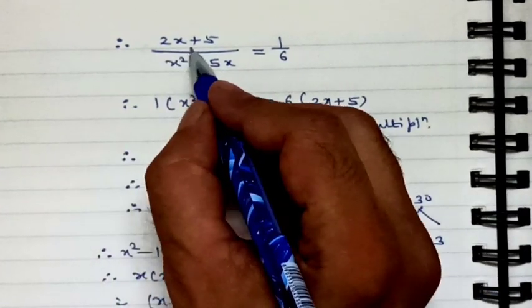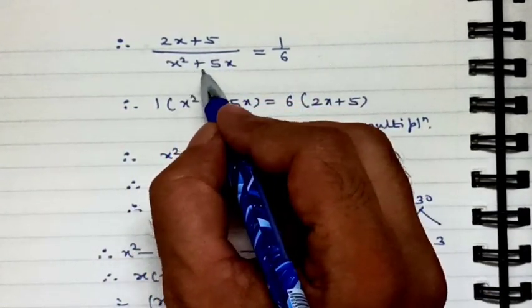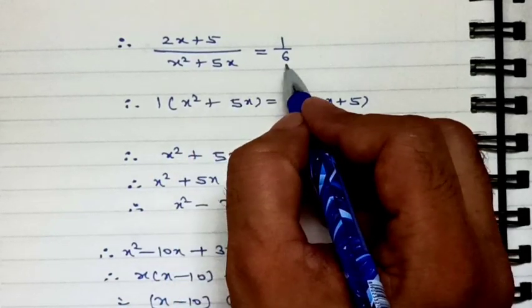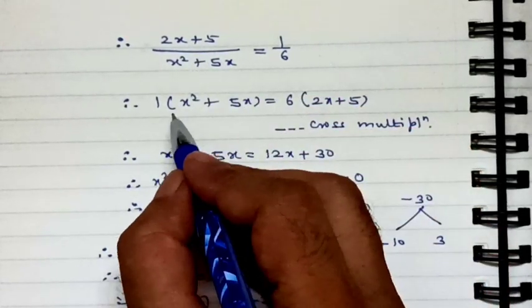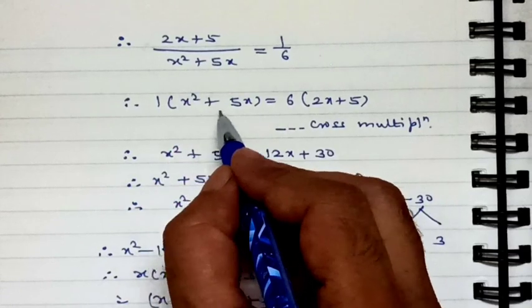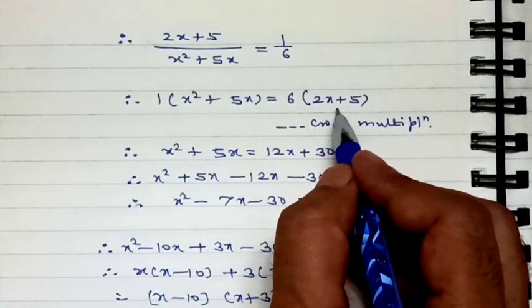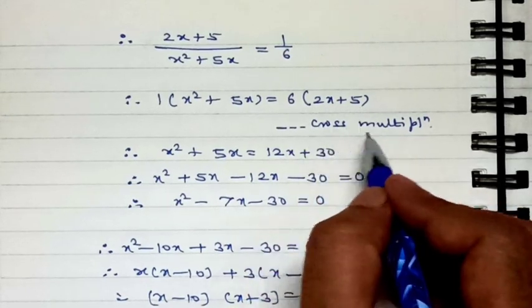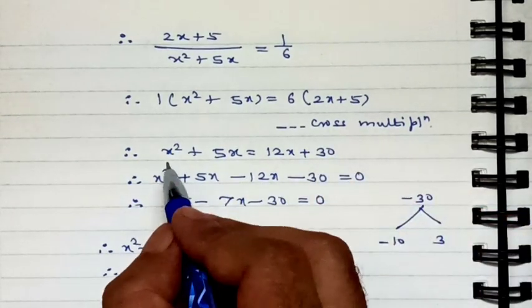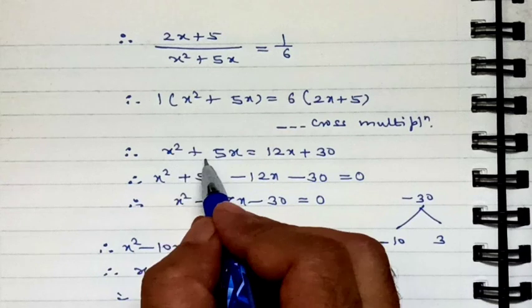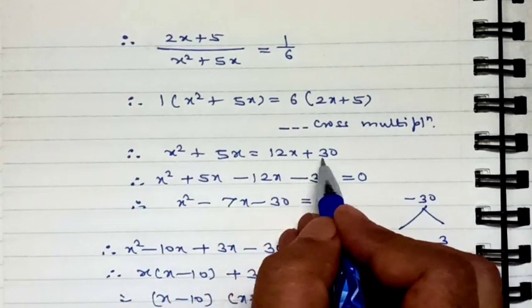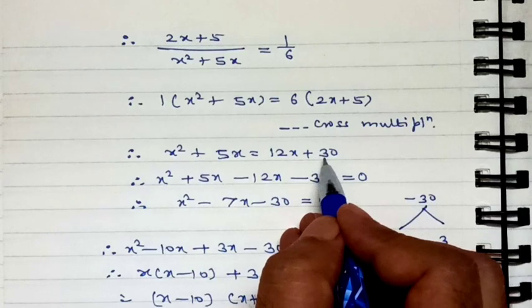Therefore, 2x plus 5 upon x square plus 5x is equal to 1 upon 6. Cross multiply. 1 into x square plus 5x is equal to 6 into 2x plus 5. Write a cross multiplication. Then we'll get x square plus 5x is equal to 12x plus 10. Take your right hand side to left.